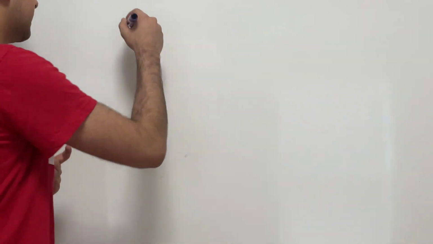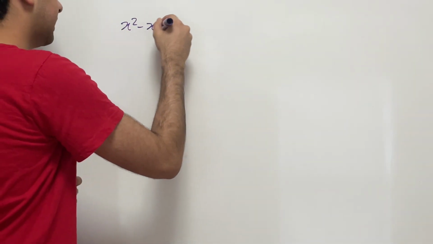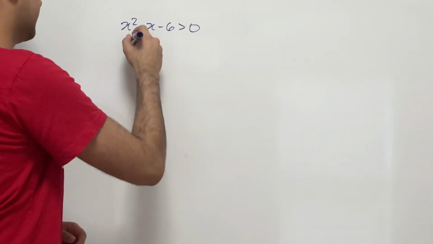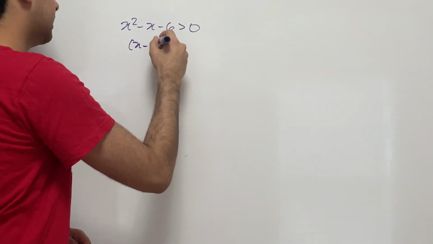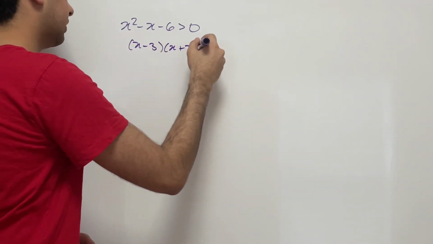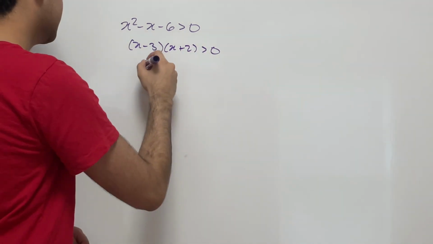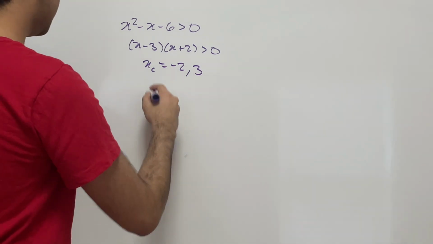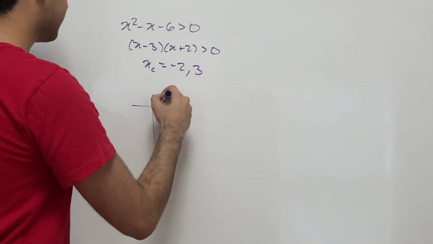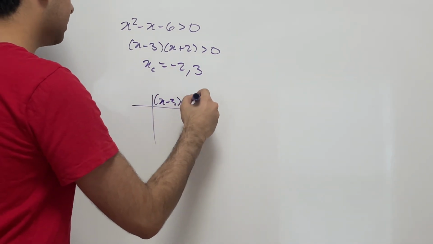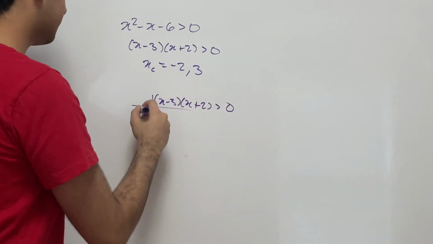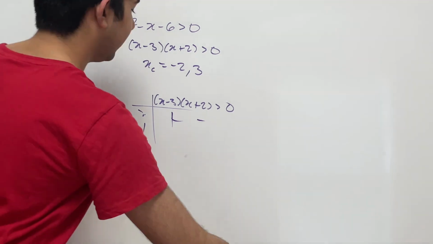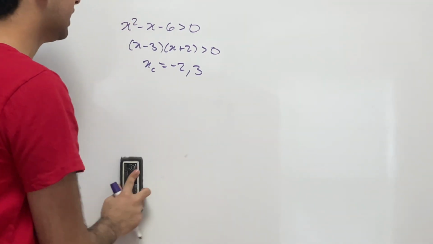Because you see, if you have something like x squared minus x minus 6 is greater than 0, in the first step of sign analysis, we factor. So I get x minus 3 times x plus 2 is greater than 0. Find your critical values. So xc is equal to minus 2 and 3. And you set up a crazy table, like x minus 3 times x plus 2 greater than 0, and then find some values in between the critical values, and then do plus and minus. If you're bad at arithmetic like me, it's not going to work.